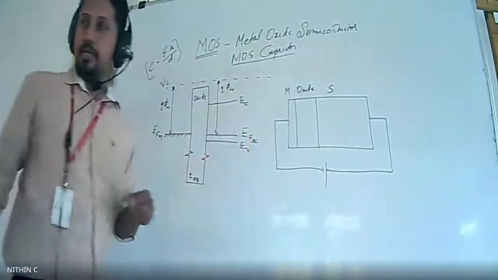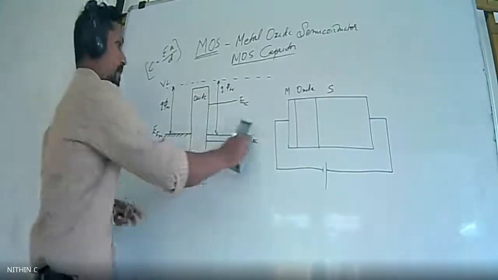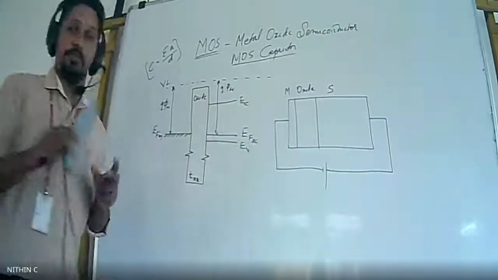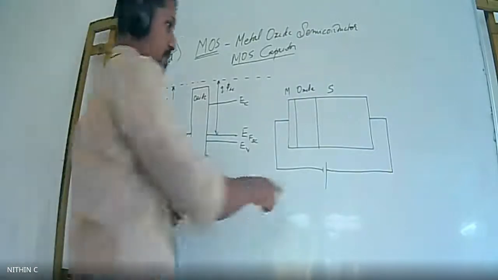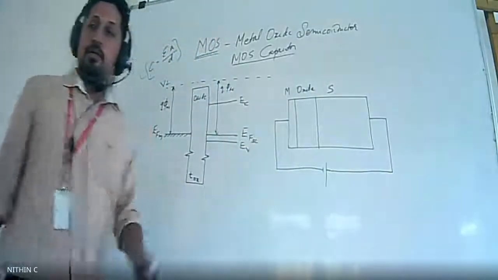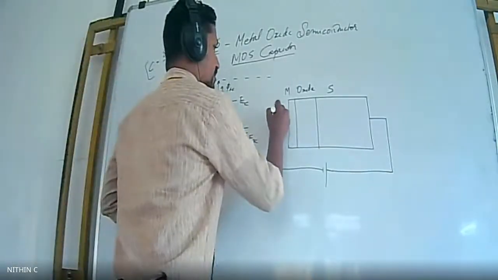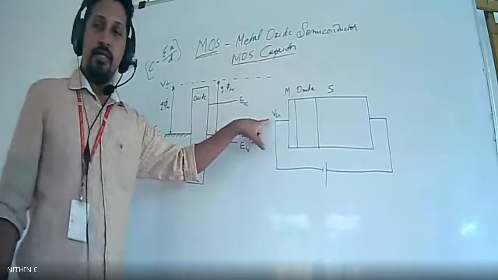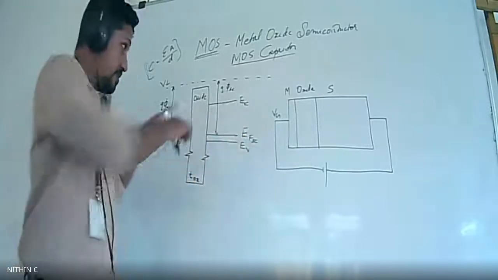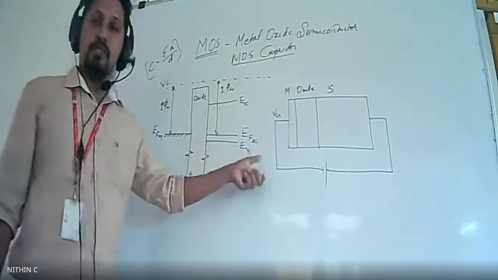As the next heading, you can give it as modes of operation. Modes of operation means we are going to apply the external bias, VG. We can apply that in several ways. Initially, in this figure, we have marked VG as 0. Now we are going to apply some values for VG.